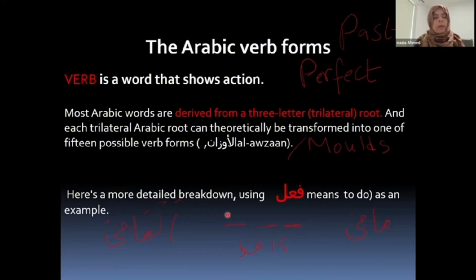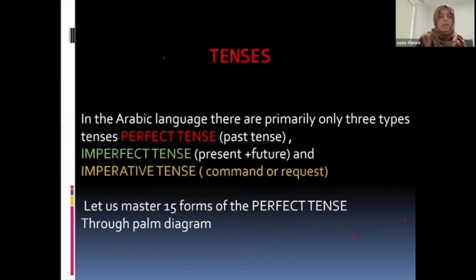Here is a more detailed breakdown using fa. Fa, ain, lam means to do, as an example. Okay, so you're going to do it inshallah. But before that, in the Arabic language, there are primarily three types of tenses. Perfect tense, which is past tense, which you're going to do today. Because we're sure it is past tense, we call it perfect tense. This is my definition.